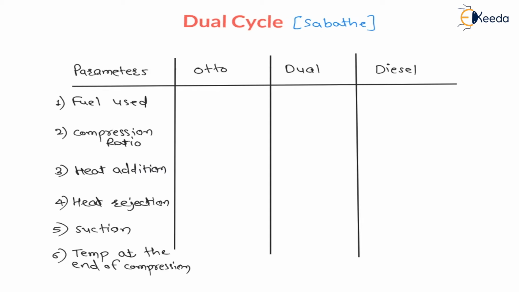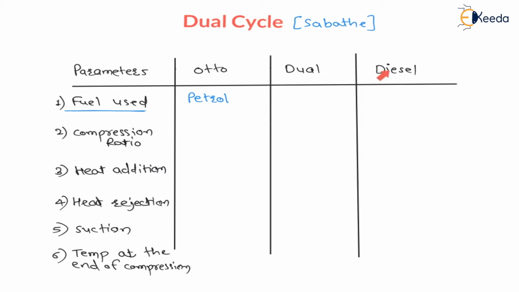Now here we are going to see the comparison between Otto, diesel and dual cycles on the basis of a few parameters. The parameters are fuel used, compression ratio, heat addition, heat rejection, suction, and temperature at the end of the compression process. These are very important parameters for comparison of any cycles, right? For the Otto cycle, the fuel used is petrol. Therefore, it is also called the petrol engine.